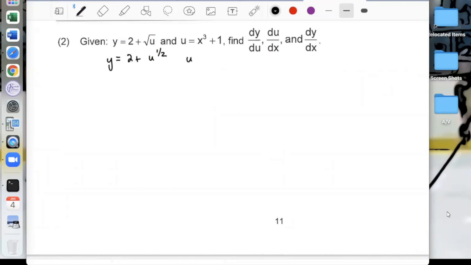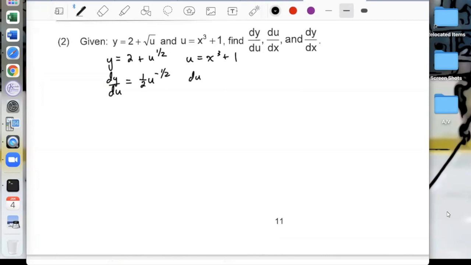And I have my u is equal to x cubed plus 1. All right, so I just rewrote it to make it power rule ready. dy du, the 2 goes away. 2's, I don't want to say it's irrelevant, but it's irrelevant to the derivative because it's constant. Derivative of constant is equal to 0. All right, u to the 1/2 has a derivative of 1/2 u to the negative 1/2.